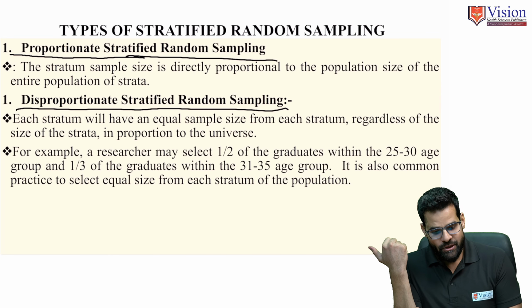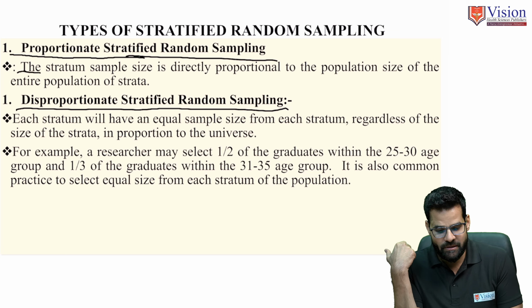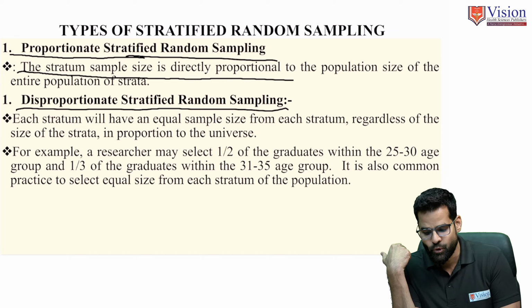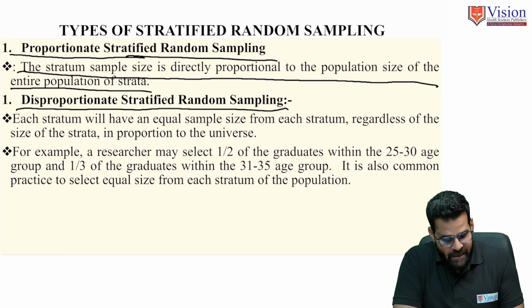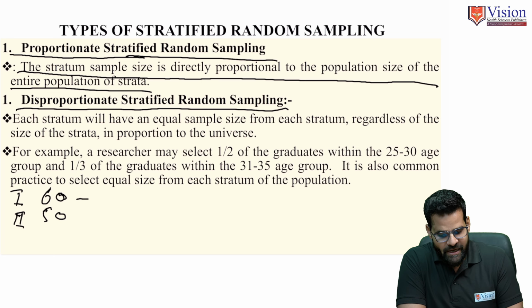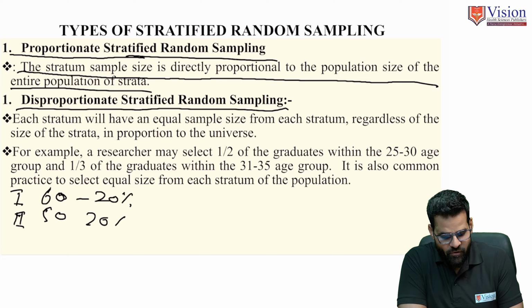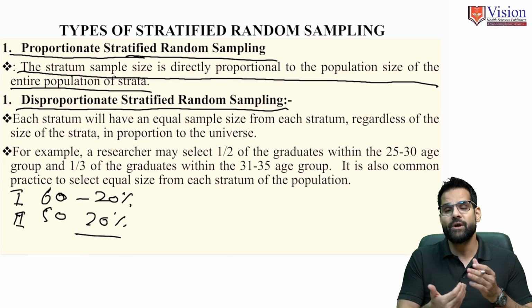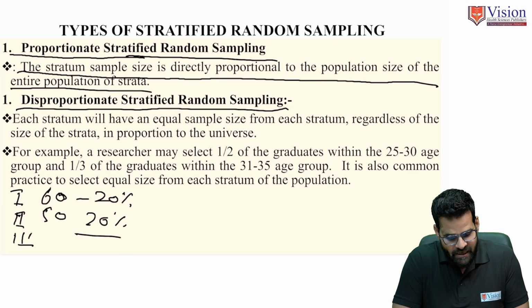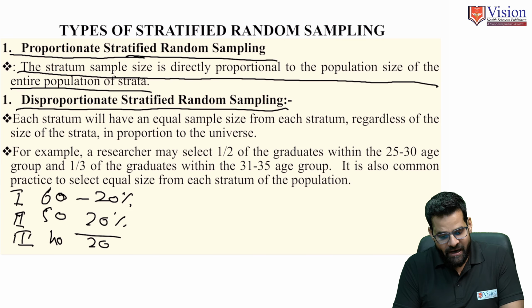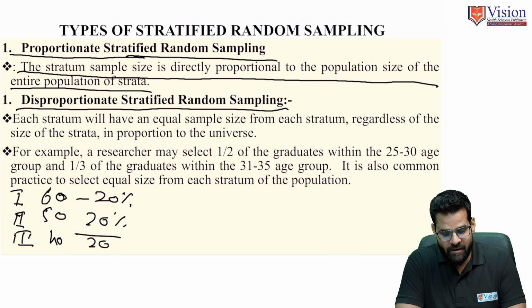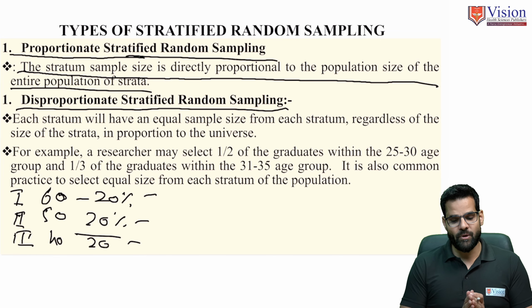Okay, I'll give an example. In proportionate, the stratum sample size is directly proportional to the population size of the strata. Let's say there are 60 in first year and there are 50 in second year. So what is the proportion? Suppose I take 20% from here and 20% from here. If the population is less, suppose third years have only 40, then again 20% from that. Okay, so the final numbers would be different. So that is what we call proportionate sampling.